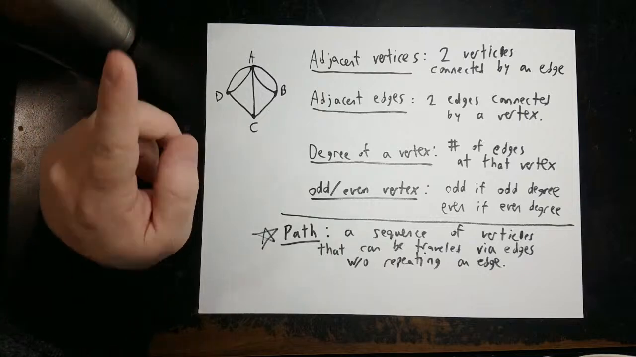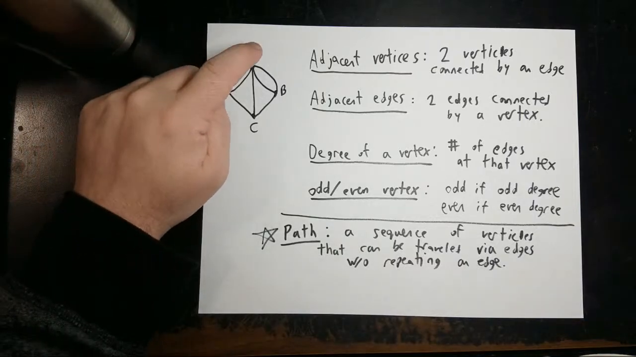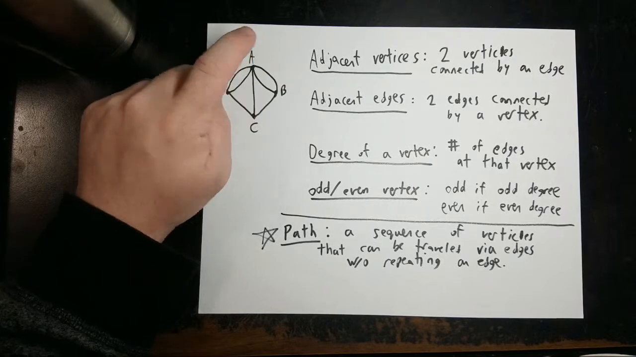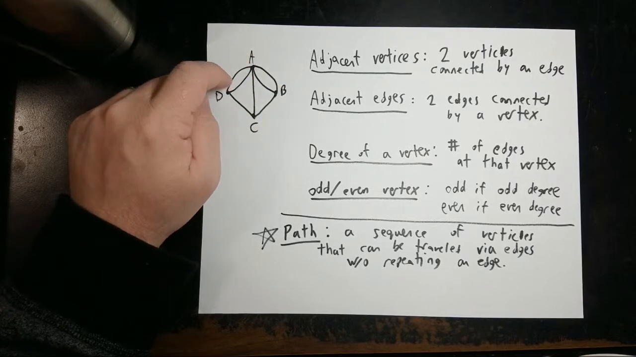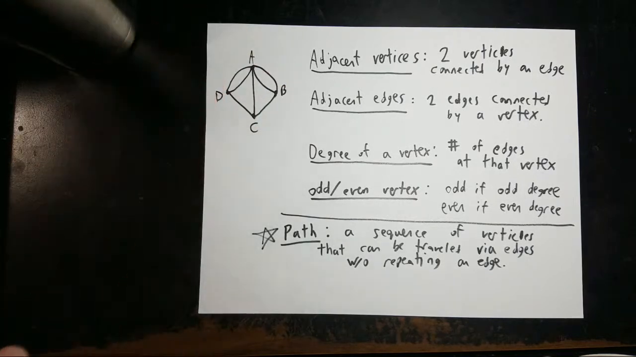Anyway, so a path could have been A, C, B, A, D, A. Again, as long as you don't repeat an edge, it's a path. Now, it's not an Euler path. I'll talk about what an Euler path is a little bit later. But a path is just a sequence of vertices that can be traveled without repeating an edge.